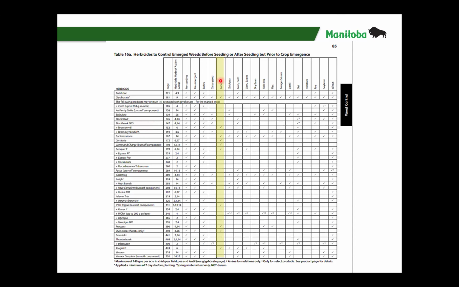So looking at canola, we pick our products. There are a few products for canola, not nearly as many as for wheat, where you've got a big line, pretty much everything here. But these are your burn-off tables. So 16A has the products and the crop that each is registered on.